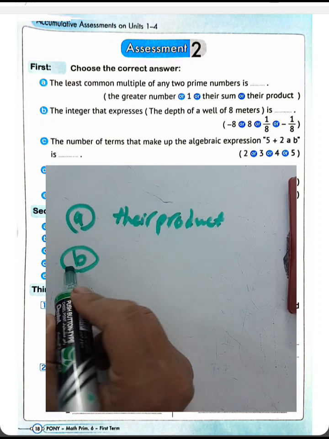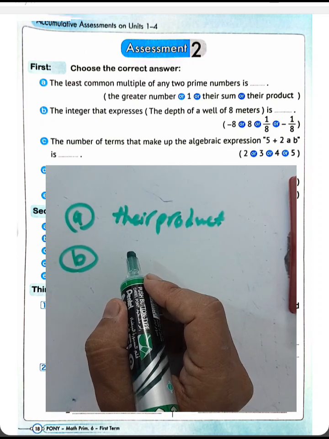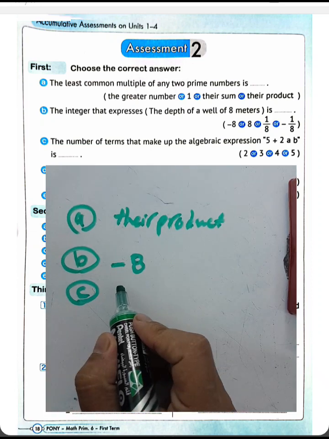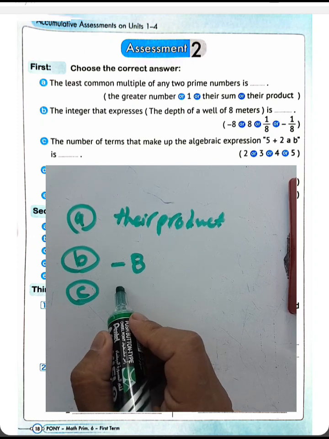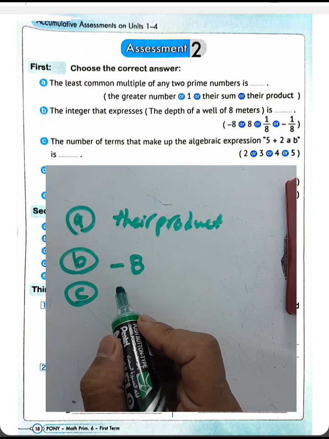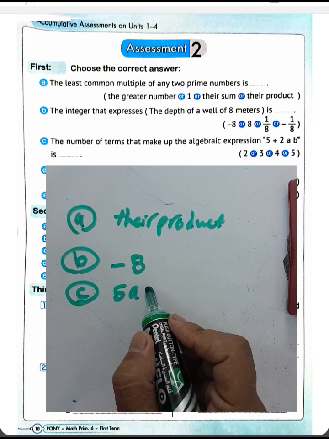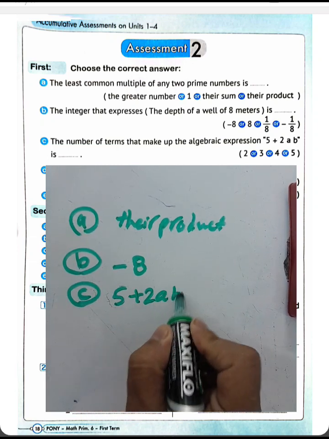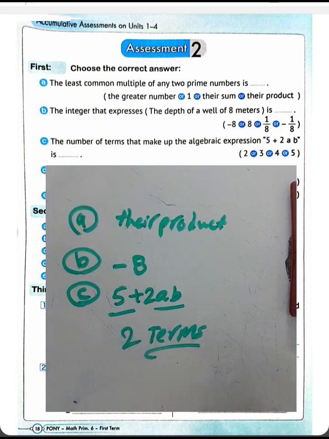Letter B, the integer that expresses the depth of a well of 8 meters will be -8. Letter C, the number of terms that make up the algebraic expression 5 plus 2x. How many terms here? We have 5, it's the first, plus 2x. Okay, 5 plus 2x. We have here 2 terms.